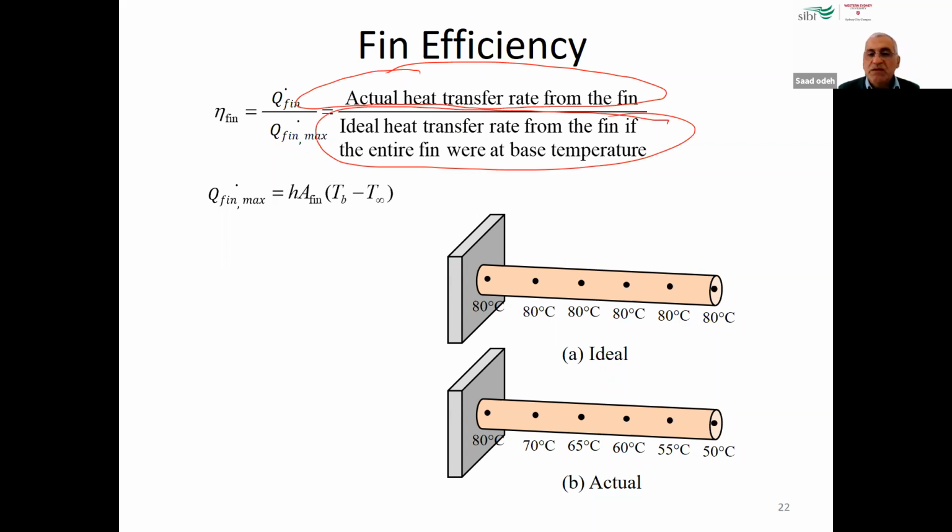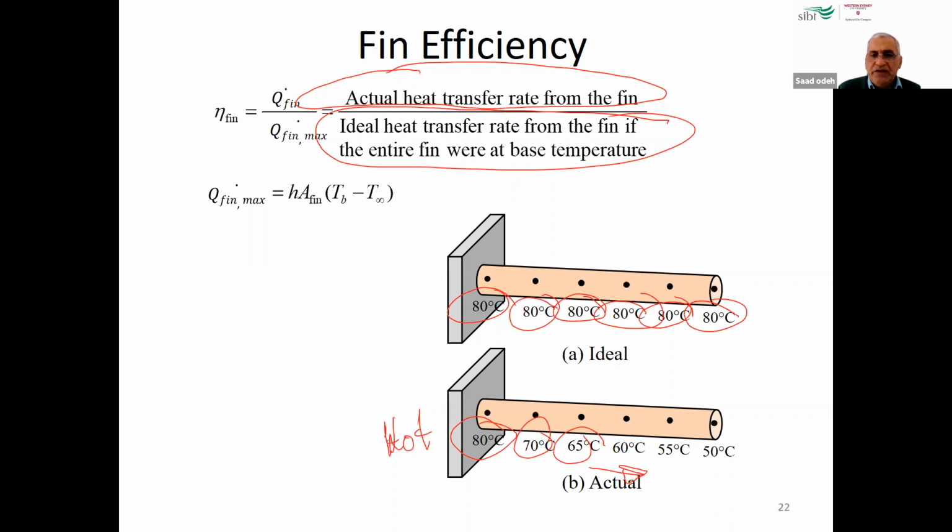And what do we mean by actual and ideal? In the ideal case, we assume that all the points along the fin have the same temperature. This is ideal, but it's not actual, because in the actual case, the higher temperature is next to the wall, correct? This is the hot surface, and the hot surface has 80. If you go along the fin, you should get less temperature. We are getting less temperature in this direction. This is the actual case.